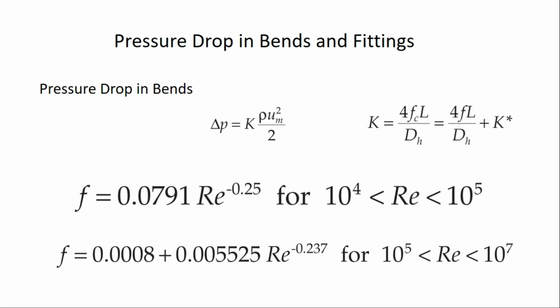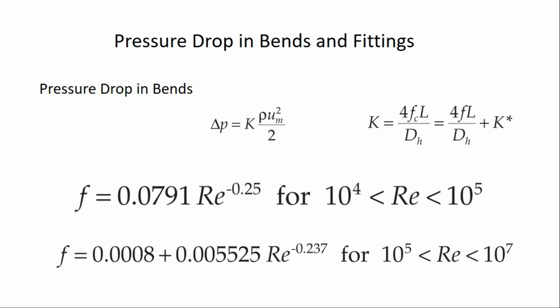So here this K stands for the total loss coefficient, and it is further connected with some parameters which are FC, L and DH, the hydraulic diameter. FC is the friction factor in the bends, while this F, simple F, is known as the friction factor for a straight pipe at the Reynolds number in the bend, right?